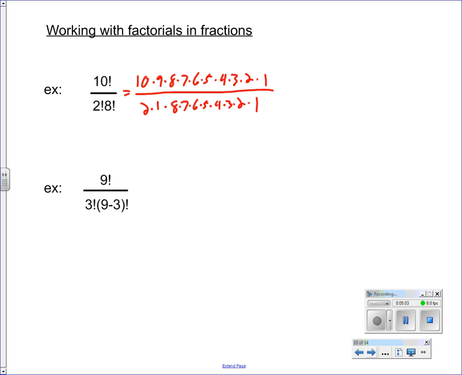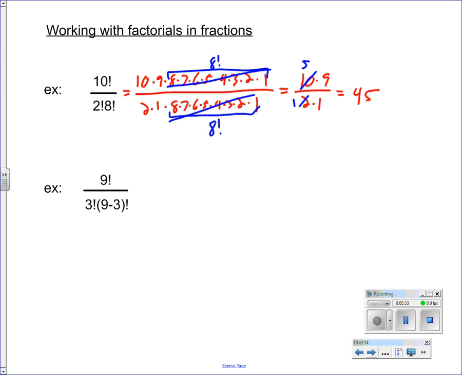So we see here is a lot of repetition. So right here I have 8 factorial. Right here also have 8 factorial. Right, so all of these terms will cancel out. And I'd be left with 10 times 9 over 2 times 1. And even then I can keep simplifying. 10 over 2 is 5 over 1. So this turns into just 5 times 9, 45.